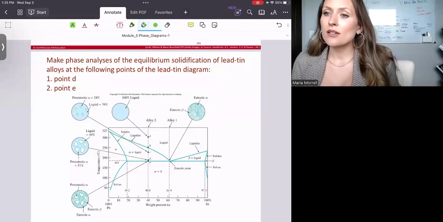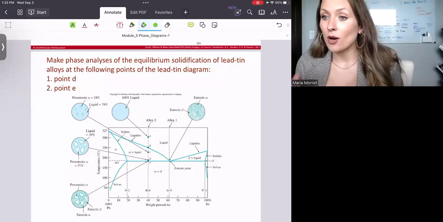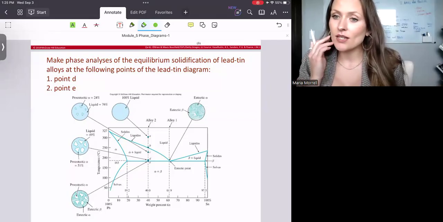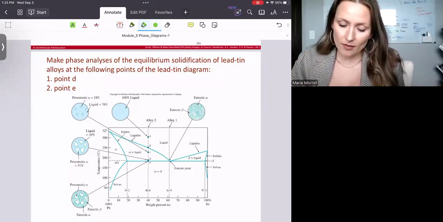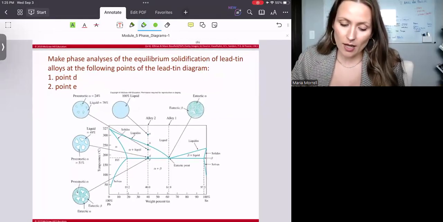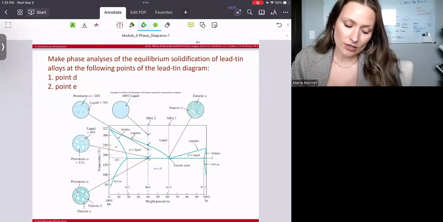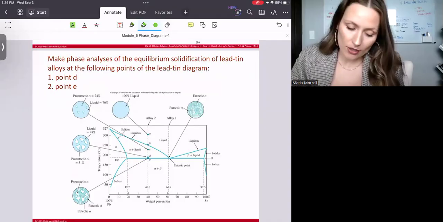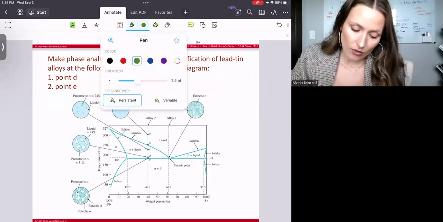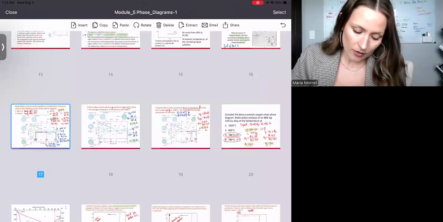In this lecture, we will solve a series of phase diagram problems. Okay, so let's start with example problem number one. The problem states as following. Make phase analysis of the equilibrium solidification of lead tin alloys at the following points on the diagram, point D and point E.